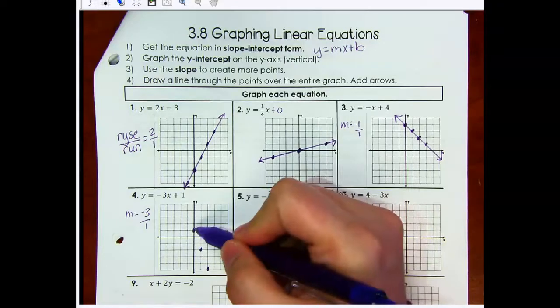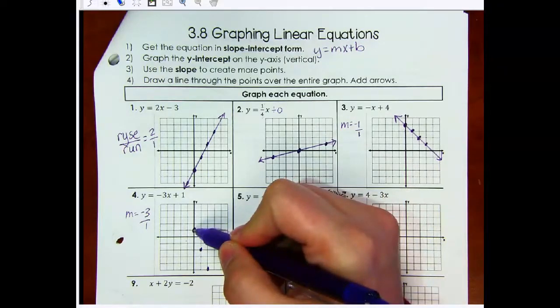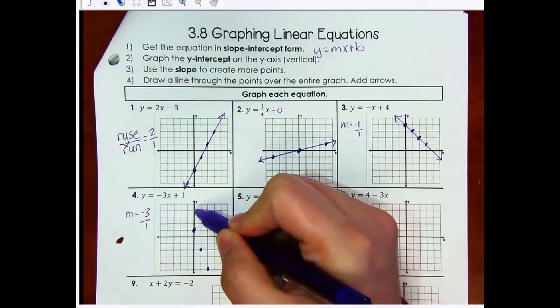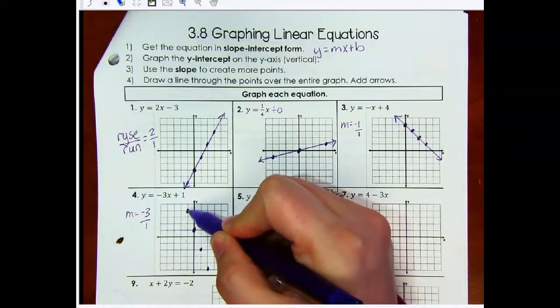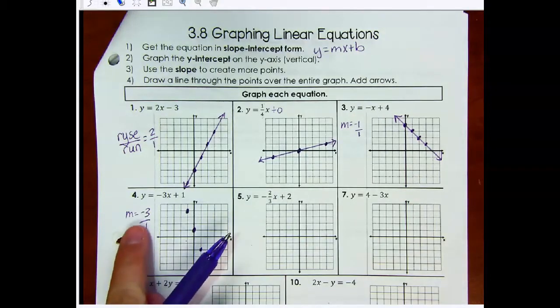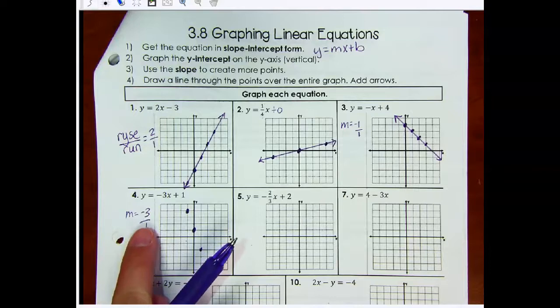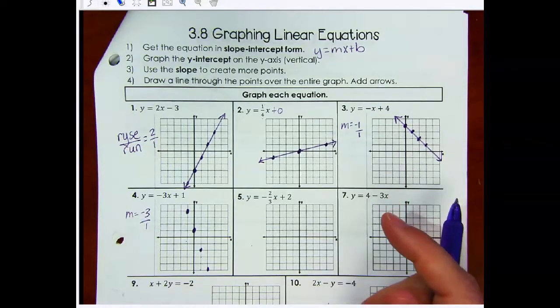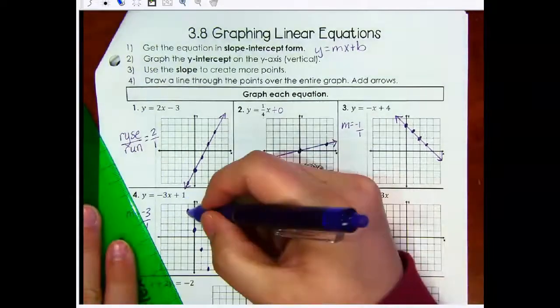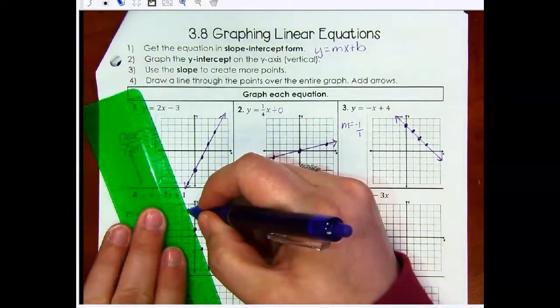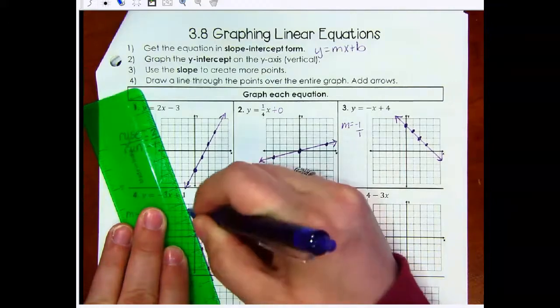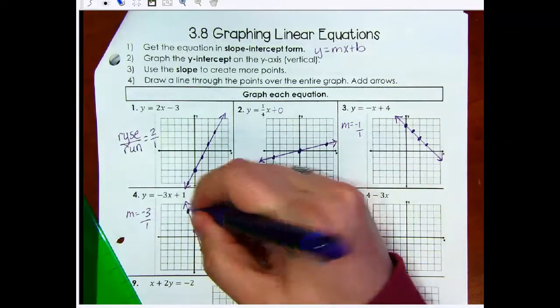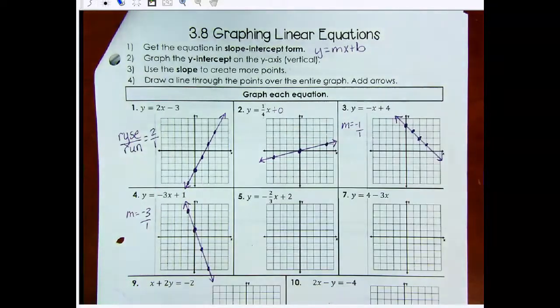And then if you want to go the other way, you're going to go up 3, 1, 2, 3, but then left 1. Okay, so that takes the negative and switches it so that you can go up and then left. And connect our points, put on our arrows, and we're done.